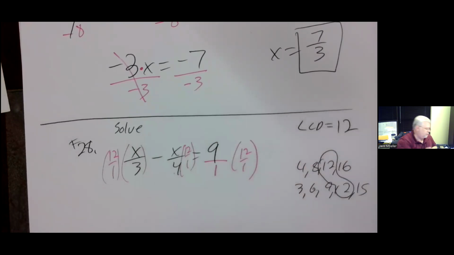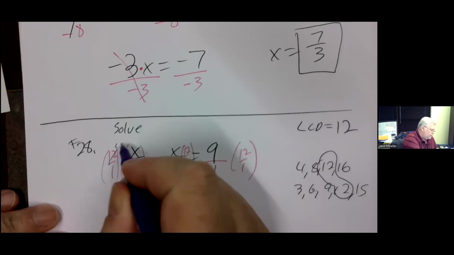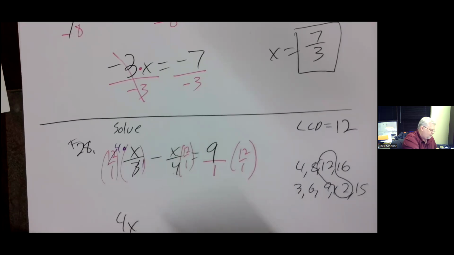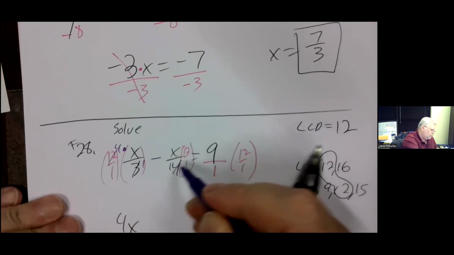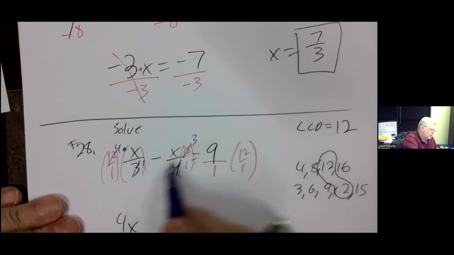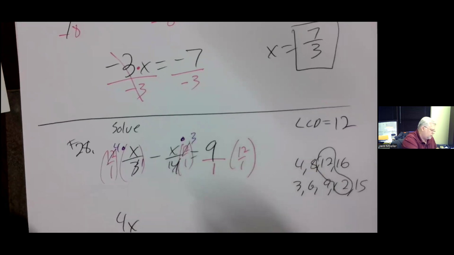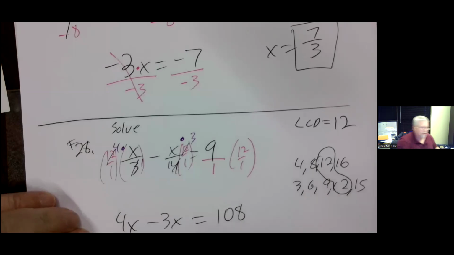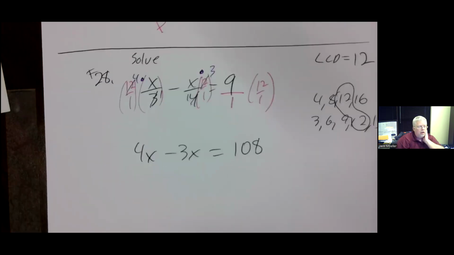Then we're going to simplify. So 3 will go into 12 4 times. So that gives me 4x. Over here, 4 will go into 4 once, 12 3 times. We have minus x times 3, so minus 3x. Over here, we have 9 times 12, 108. Yep, 108 over 1, or just 108. So by multiplying everything by the LCD, we've cleared the fractions, or cleared the denominators.